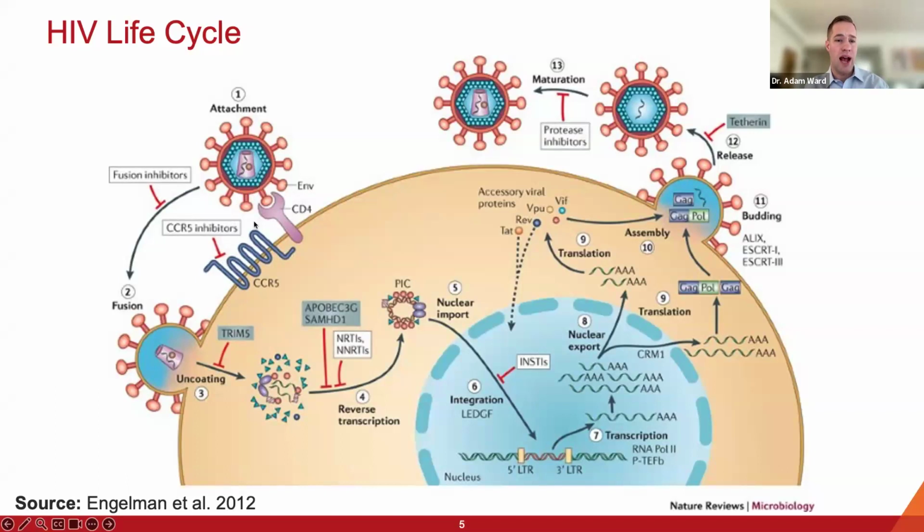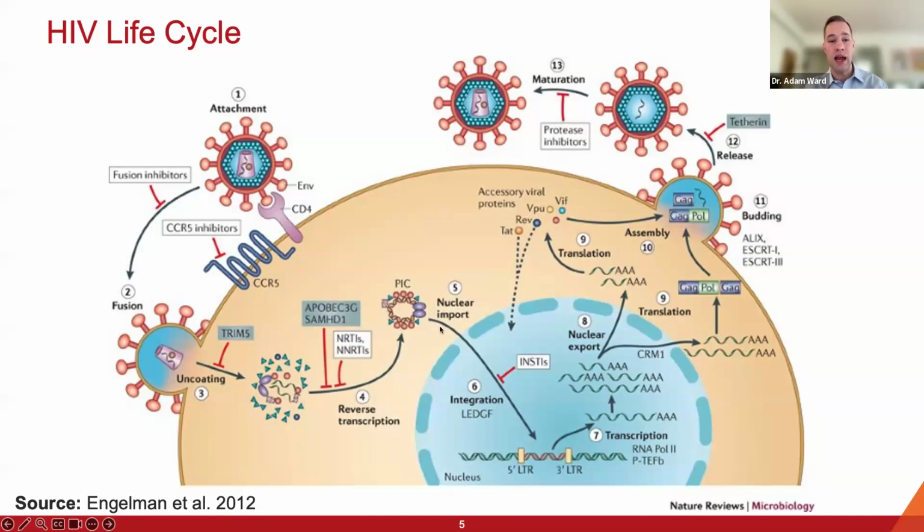So after HIV attaches to the cell that it's infecting, it then fuses with the cell, undergoes uncoating, and releases the contents of the virus into the cell. So this includes HIV's genetic material, as well as proteins and enzymes that are necessary for the rest of the viral life cycle. HIV is a retrovirus, which means it's an RNA virus, and it undergoes a process called reverse transcription, whereby its RNA genome is converted into DNA by the help of an enzyme called reverse transcriptase.